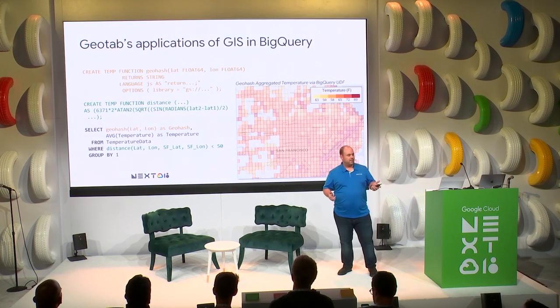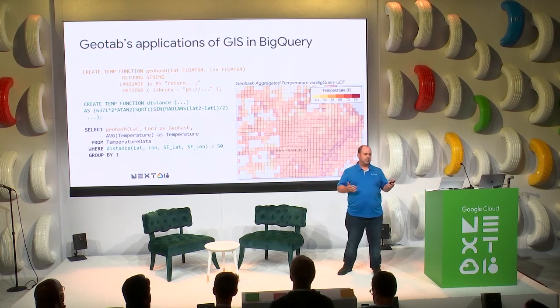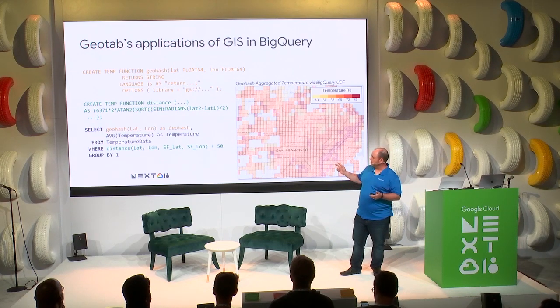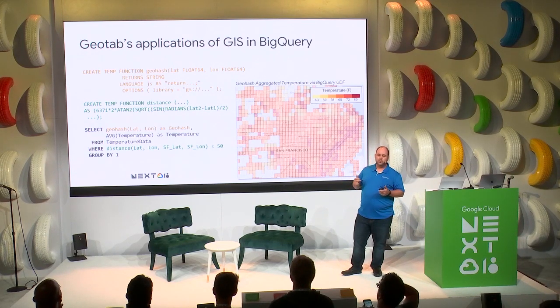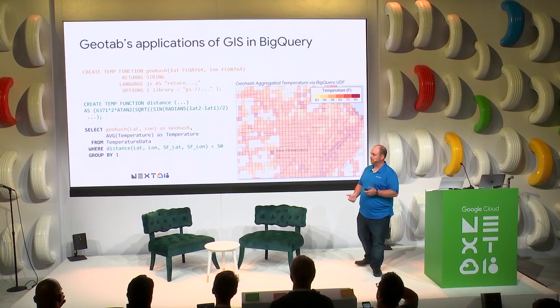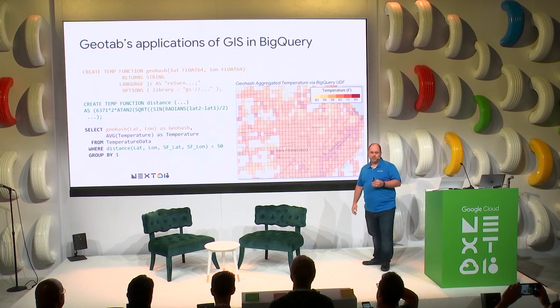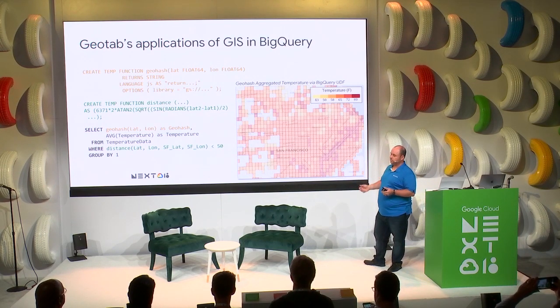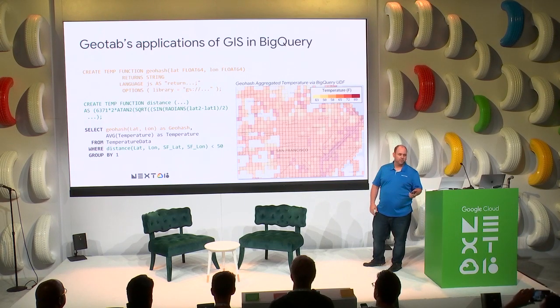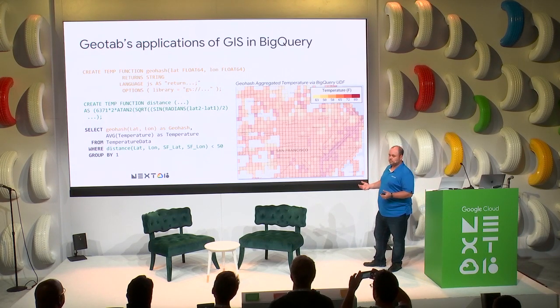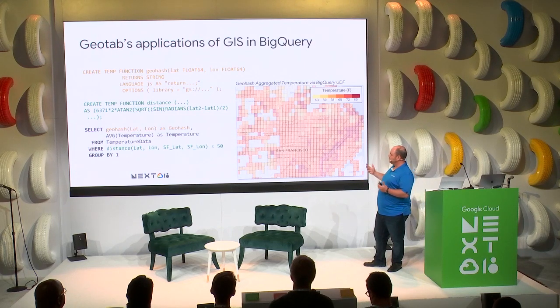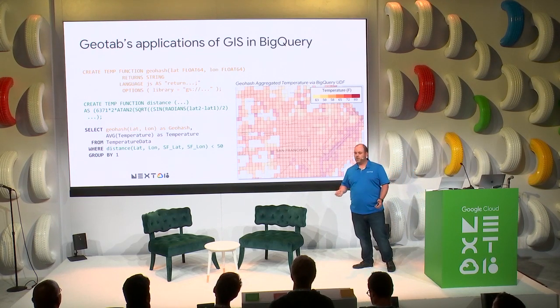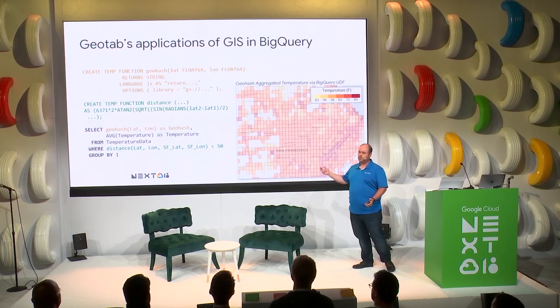Now, when Chad asked us to talk about some of the stuff we did with GIS, I wanted to mention and make sure we talked about this, that Geotab has been doing GIS in BigQuery for some time. So we've been a long-time BigQuery customer, and as you can imagine, most of our data has a geospatial component. So over the years, we've been developing ways to do geospatial analysis in BigQuery. And one of the coolest features of BigQuery, in my opinion, is the JavaScript UDF functionality.